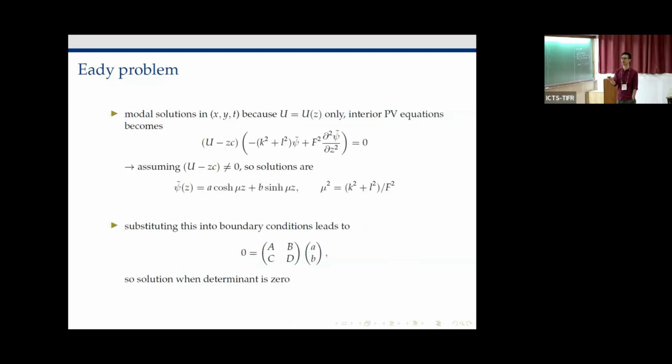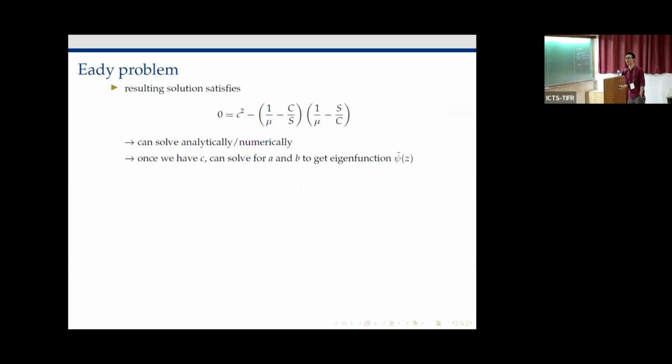If you take the psi tilde and shove it into the boundary conditions, you end up with a 2x2 system. This is one peculiarity of the Eady problem. Normally you have a PDE or ODE to solve. In this case, you reduce it down to an algebraic equation, a two-dimensional problem. This has a non-trivial solution if the determinant is zero. So you can work out when it's zero. For this particular case, it's this, because I symmetrized the flow.